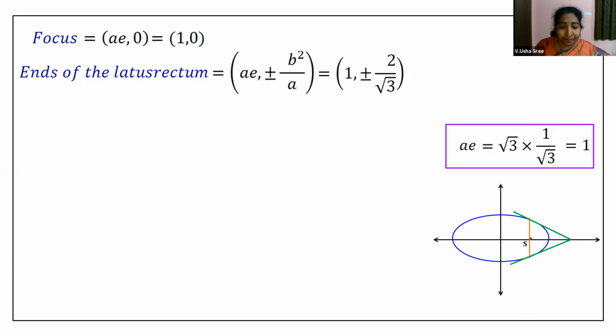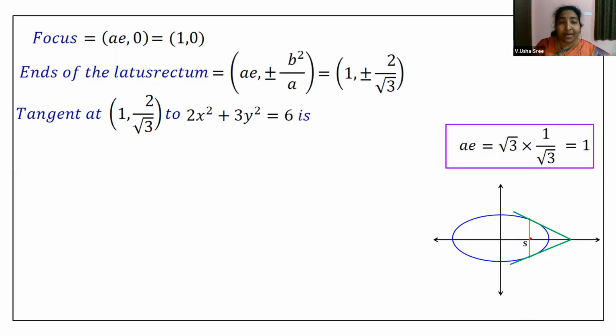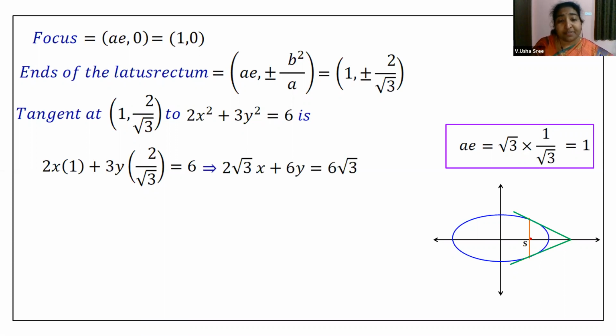Root 3 is a. Then the tangent at (1, 2 by root 3) to the ellipse 2x square plus 3y square equal to 6: you can write the tangent equation at a point by taking S1 equal to 0, right? So 2x into 1 plus 3y into 2 by root 3 is equal to 6. Simplify it, children, by taking LCM and cross multiplication. Then you will have 2 root 3x plus 6y is equal to 6 root 3. We will call it equation 1.